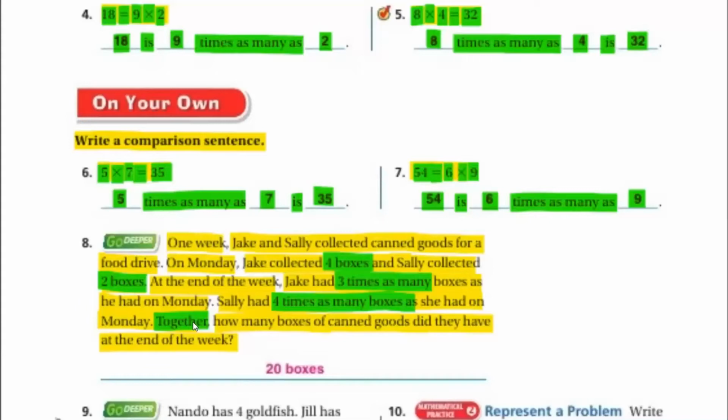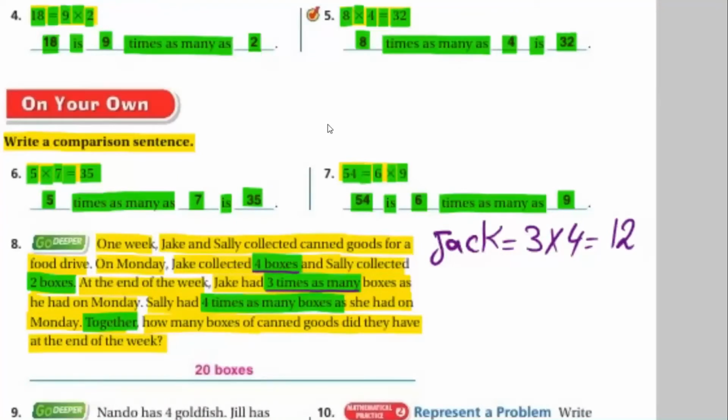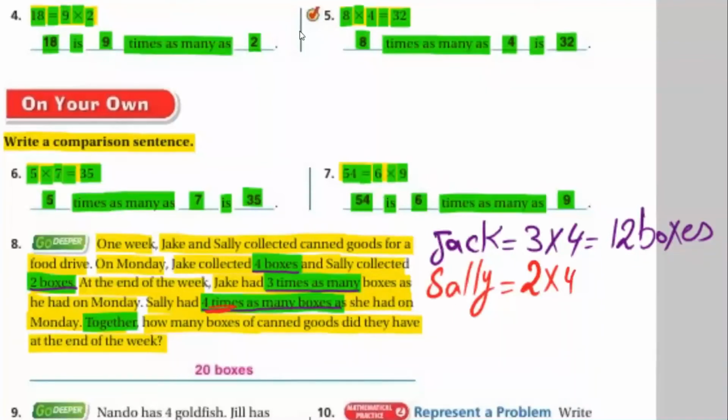Firstly, you have to get the number of boxes with Jack. So let's write it here. Jack equals, we have 4 boxes and 3 times as many as 4 boxes. So it will be 3 multiplied by 4 equals 12 boxes. Let's make a space like that. Okay. We have here Sally had 2 boxes, right? And 4 times as many boxes as she had. Let's write it. Sally equals, we have 2 multiplied by 4 here. So it will be 8 boxes.